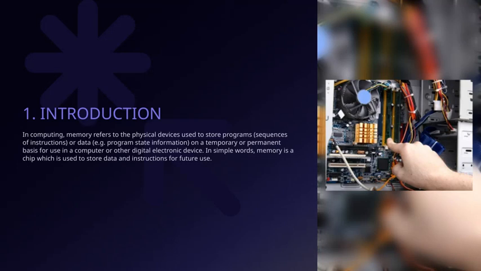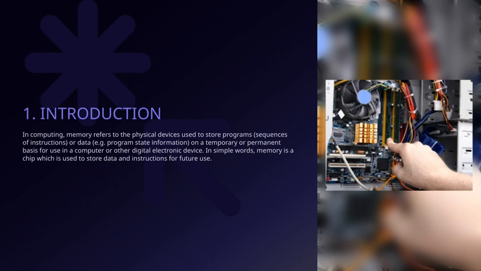Welcome to today's discussion on memory in computing. When we talk about memory, we're referring to the physical devices that store both programs and data. These can be instructions that tell the computer what to do, or information that the program needs to function, like the current state of a game or a document. Memory can be temporary, like RAM, which is used while a program is running, or permanent, like a hard drive or SSD, where data is stored long-term.